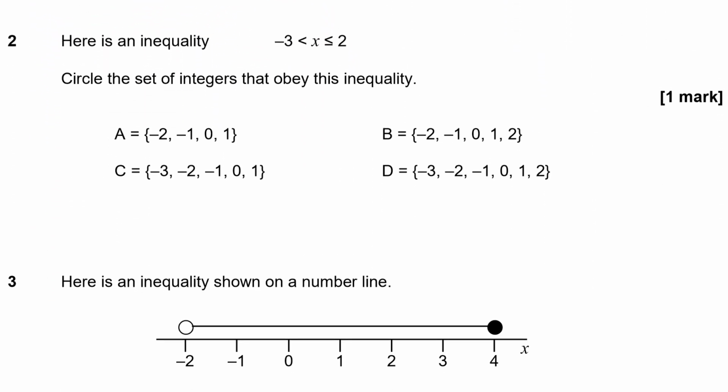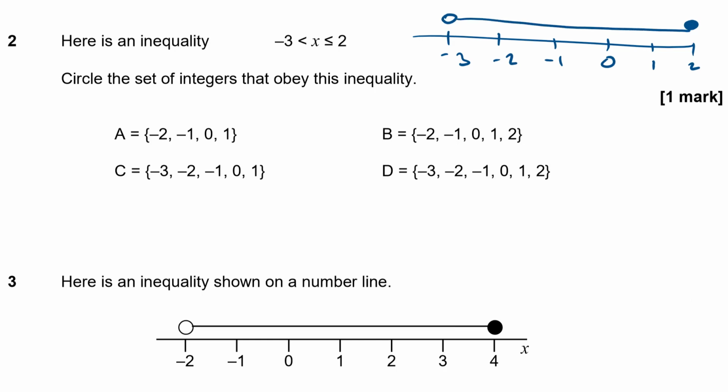Okay, so here's an inequality. Minus 3 is less than x, which is less than or equal to 2. Circle the set of integers that obey this inequality. Okay, now if I was going to show this the same way as that question above, I'd have a number line running from minus 3 up to 2. I'd have an open circle at minus 3 because minus 3 is not included in the range, and I'd have a filled circle at 2 because 2 is, and then my range is all the numbers in between.